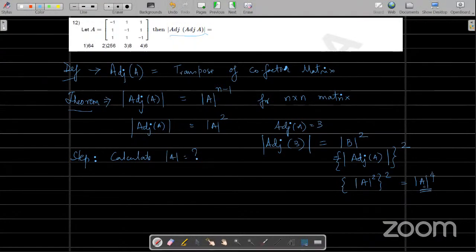1 power 4 is not there. 3 power 4 is not there. So the only option that can fit in probably is option 2. Sir, option B, 256. Yeah, so it will come as 256.